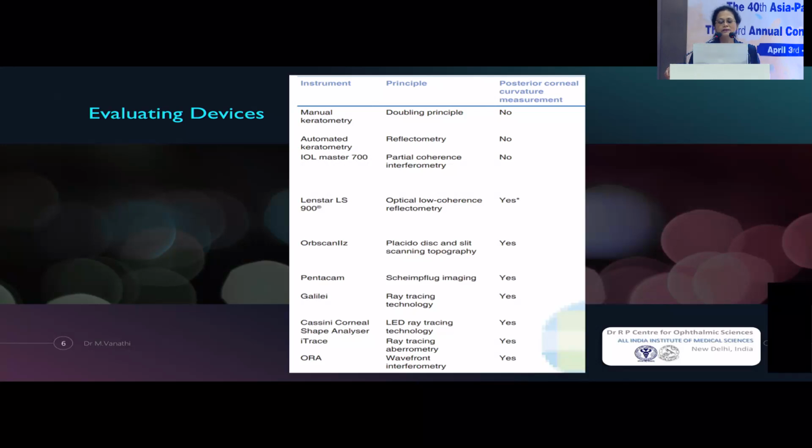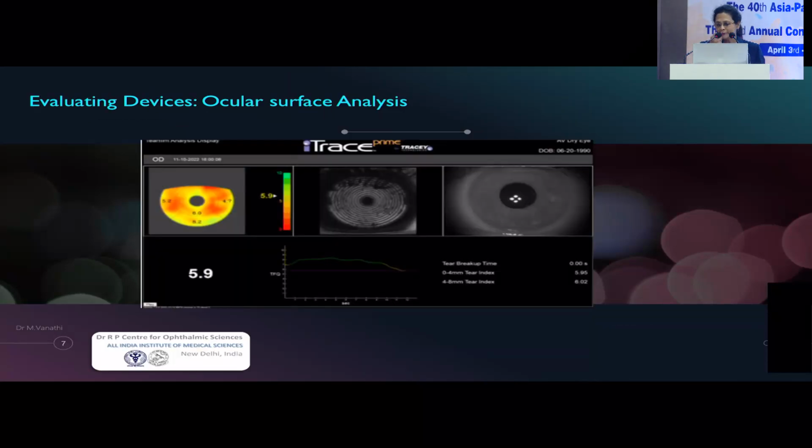The devices you have in hand are simple manual keratometry and automated keratometry, whichever device you choose to have, either IOL Master 700, Lenstar 900, or various other entrants which are there. You have the OPD-Scan 2, the Pentacam, the Galilei, the Cassini analyzer, iTrace, and intraoperative aberrometry in the form of the Aura. These are the various devices which I have used and have experience with, and these will help you to estimate the quantum of preoperative astigmatism.